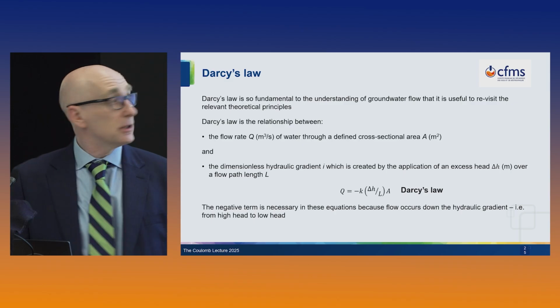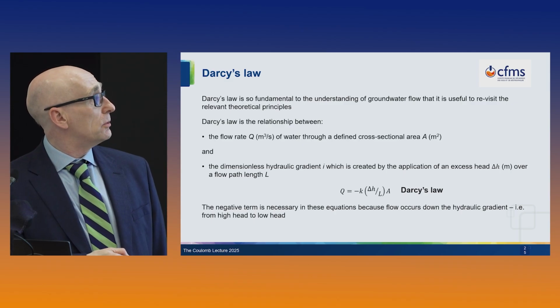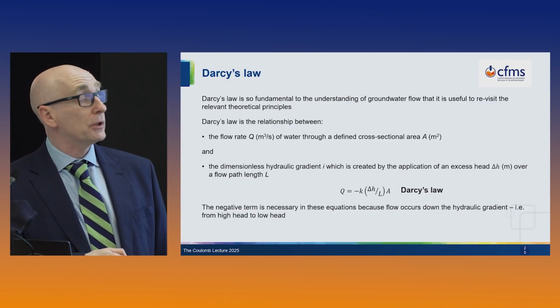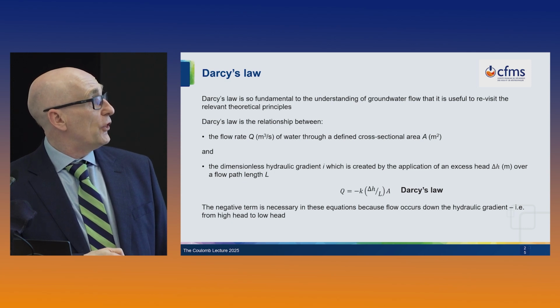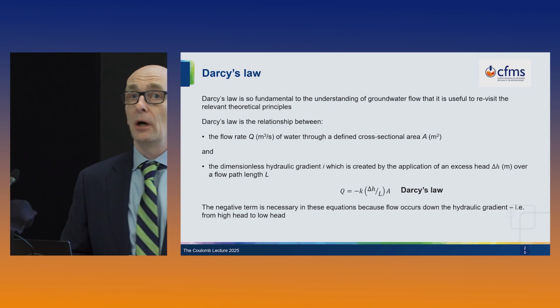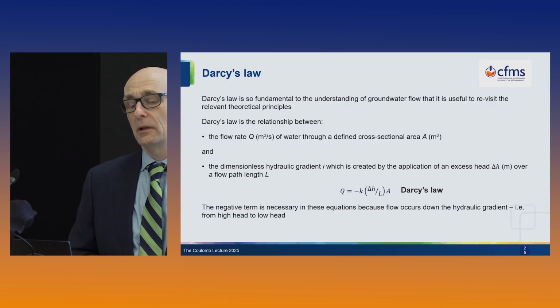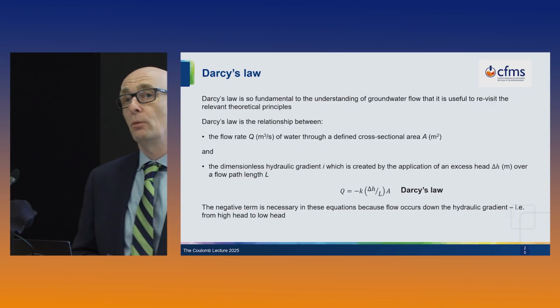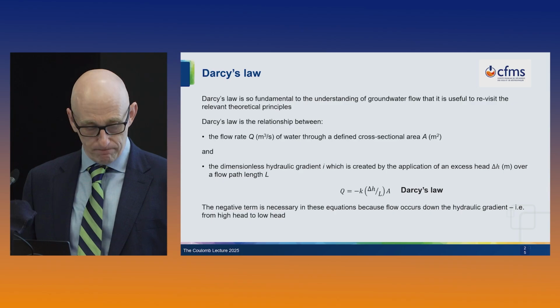So Darcy's law says that the flow rate Q is equal to a coefficient of proportionality that we're going to call permeability times the hydraulic gradient times the area. The negative term is really important, which is sometimes neglected when we see it published, because the negative term means that the water flows down the hydraulic gradient.